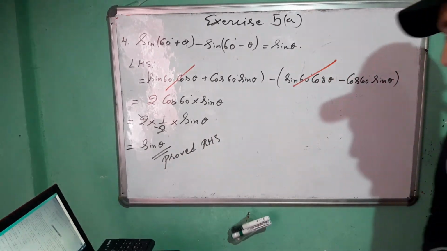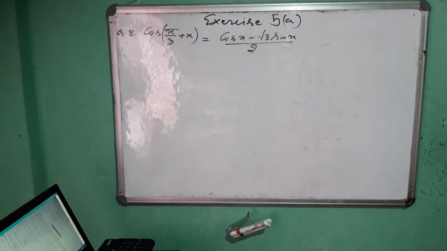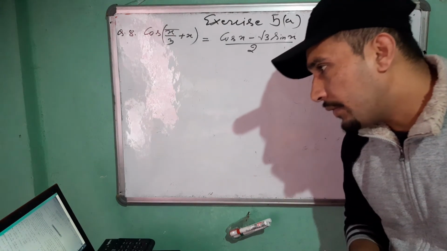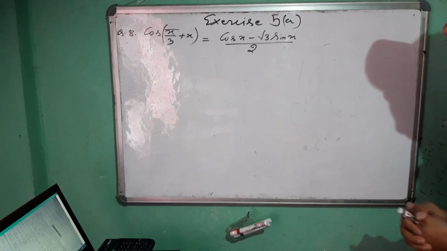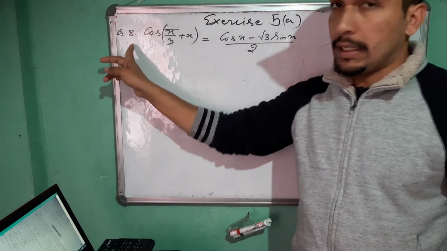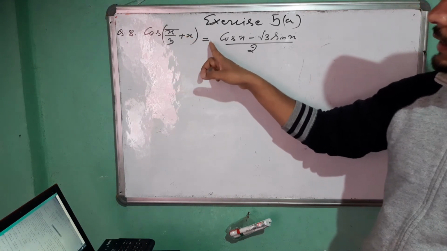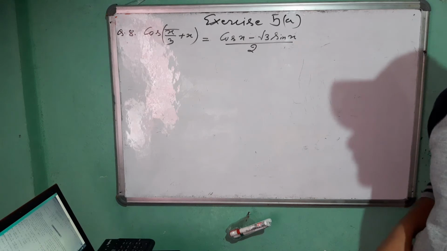Now let's move on to another question. Next are questions number 5, 6 and 7. You try them on your own, and if you find any difficulties, you may let me know. Now let's see question number 8. Question number 8 is to prove cos(pi by 3 plus x) is equal to (cos x minus root 3 sin x) divided by 2.